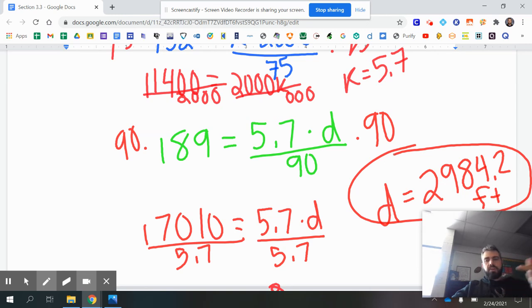But for the rest, read the wording, figure out what it is. If you have trouble, let me know.